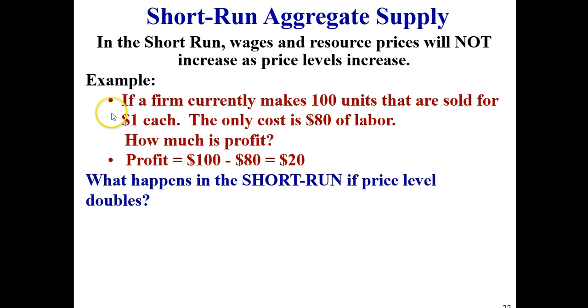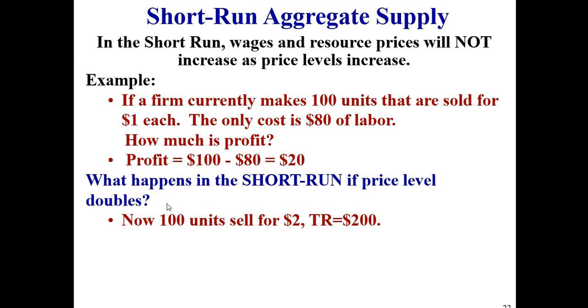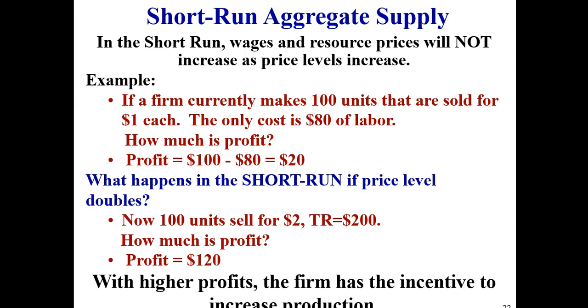In the short run, if the price level were to double, and the assumption is that the wages are going to stay the same, they can now sell those 100 units for the new higher price. They have total revenue of $200, and they still only have the $80 cost of labor. So the profit now, instead of being only $20, is going to be $120. They're able to take advantage of the higher price without experiencing what will later catch up with them, but for now, they have no increase in their production costs.